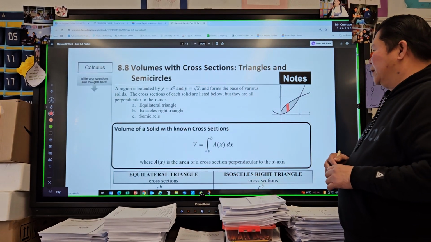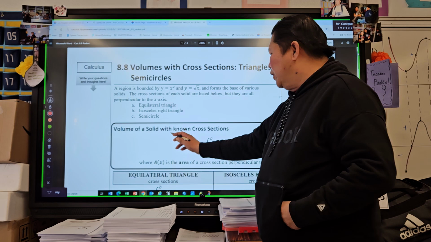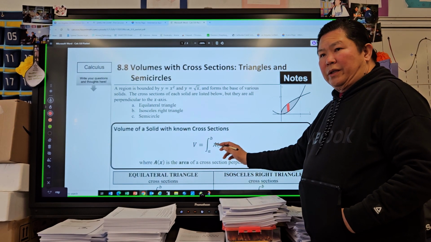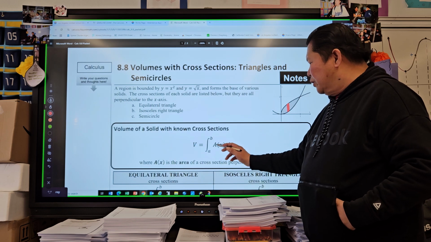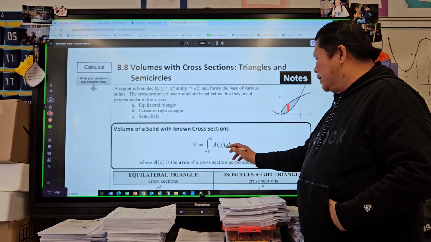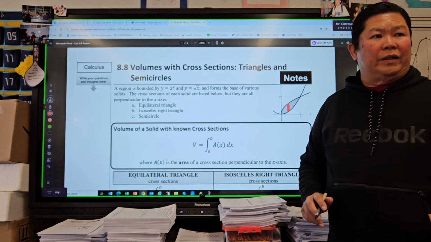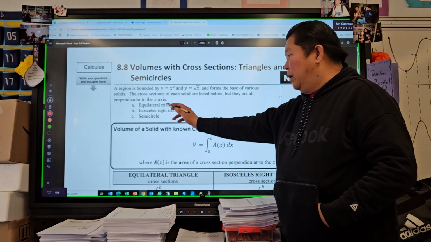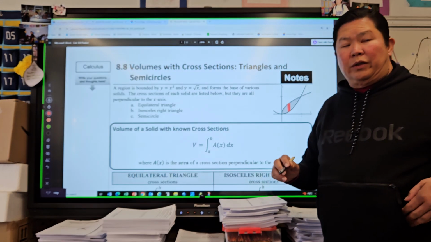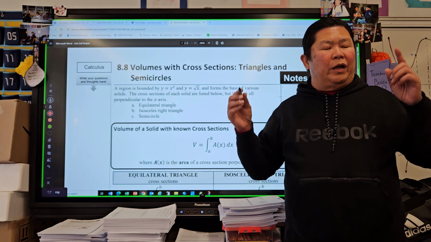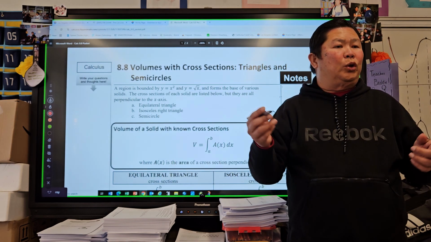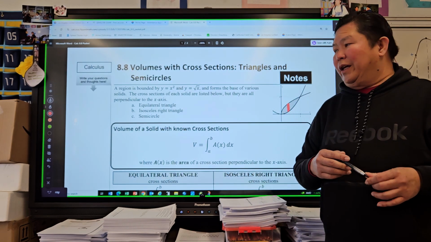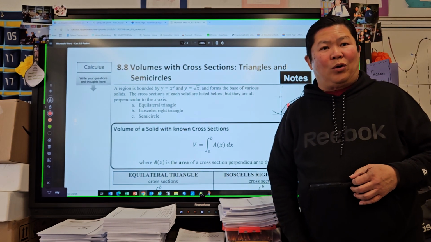So, volume of solid with known cross sections. Volume is the integral from a to b of A(x) dx. A(x) is area. Do you get me? So whatever is the area of the equilateral triangle. As I said yesterday, we're gonna have to recall formulas that you learned in geometry. Okay, guys? There are a lot of things to recall.